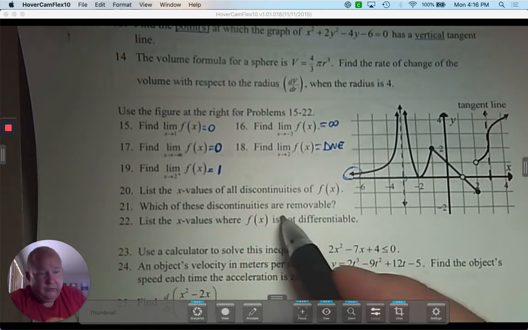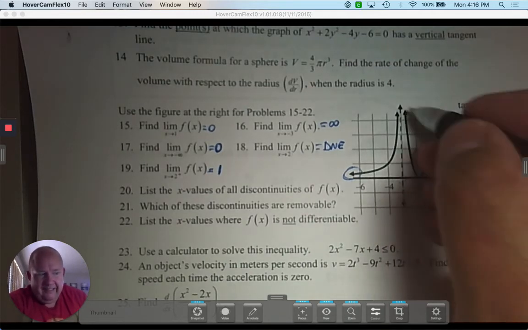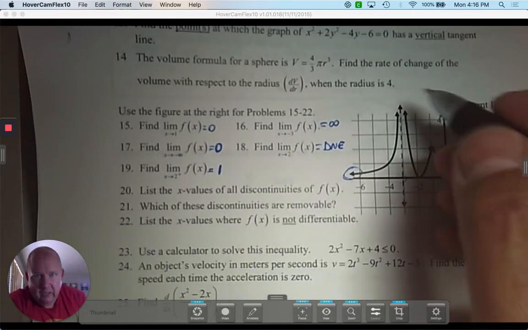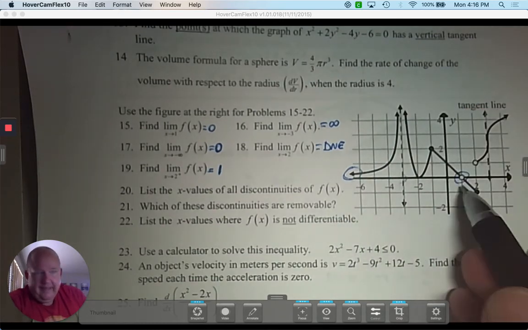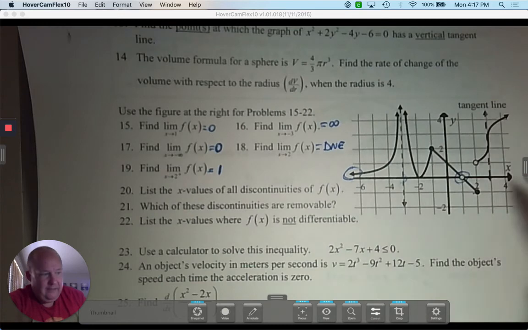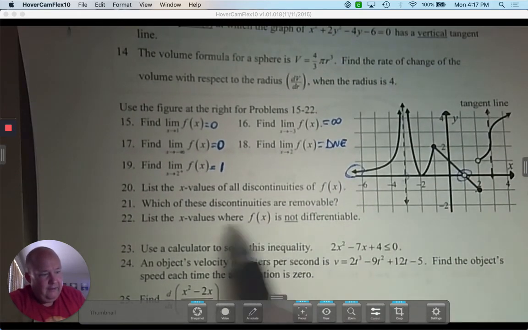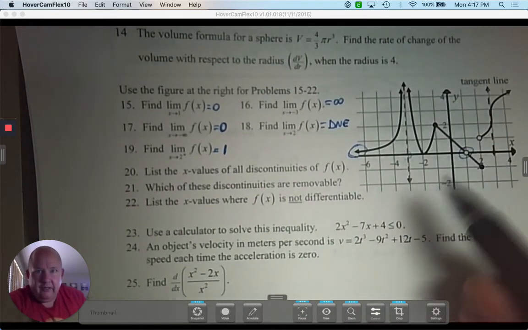Which of these are removable? So the definition of a removable discontinuity is that the limit exists there. Now, in this situation, infinity, you have to think of it as it does not exist. So the only removable one is right here, because the limit exists there. So in this case, infinity or -infinity does not count. And here we have a jump where it doesn't exist. So only one. Oh, 22. Where are the x values where they're not differentiable?